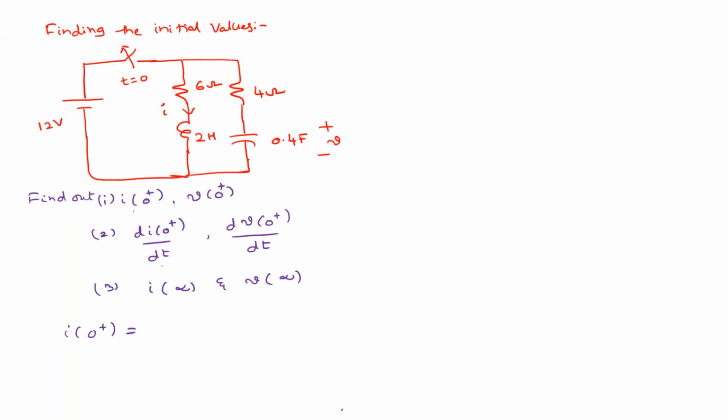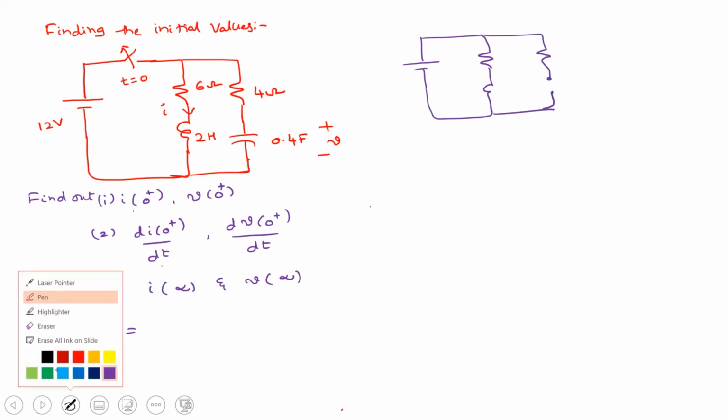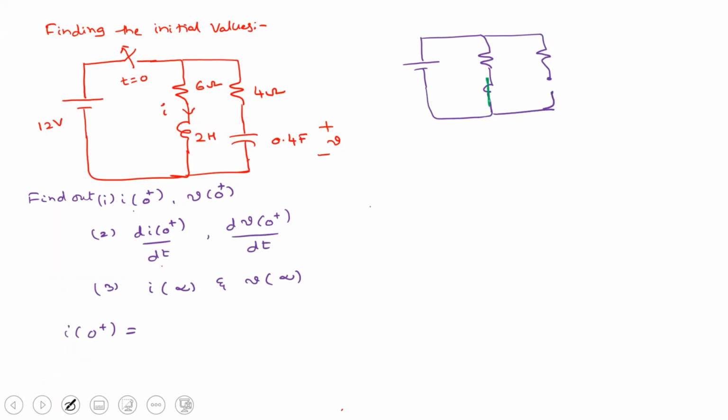So can anyone tell, what is I of 0 plus? 2 amperes, sir. So how will the circuit be modified at t equal to 0? The switch is open, right? The circuit will be something like this. We have an inductor here, a resistor here, and this capacitor is open circuited, and this particular inductor is short circuited. So now we have 12 volts, 6 ohms, and this is 4 ohm.